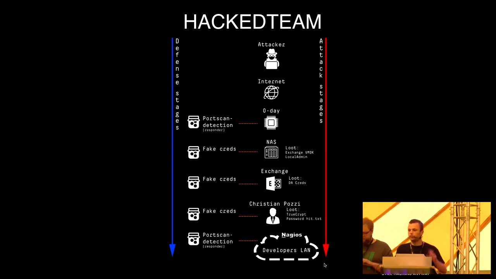Using Christian Pozzi's information, he was able to get into the developers' LAN. It's a segment. Also, he was scanning that network. So there again, the port scan detector would be triggering. So with multiple layers, it's possible to detect the attacker. You're already compromised, but at least you know that you're compromised.